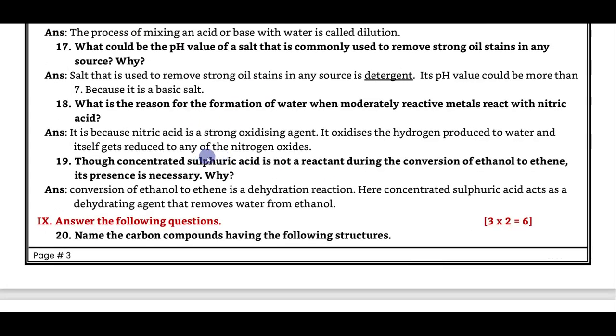Though concentrated sulfuric acid is not a reactant during the conversion of ethanol to ethene, its presence is necessary. Why? Conversion of ethanol to ethene is a dehydration reaction. Hence, concentrated sulfuric acid acts as a dehydrating agent that removes water from the ethanol.